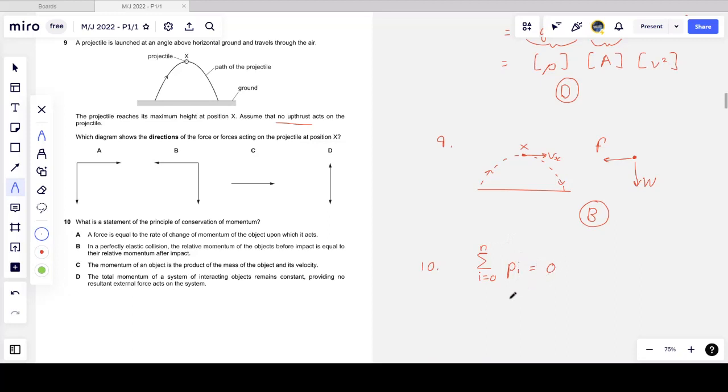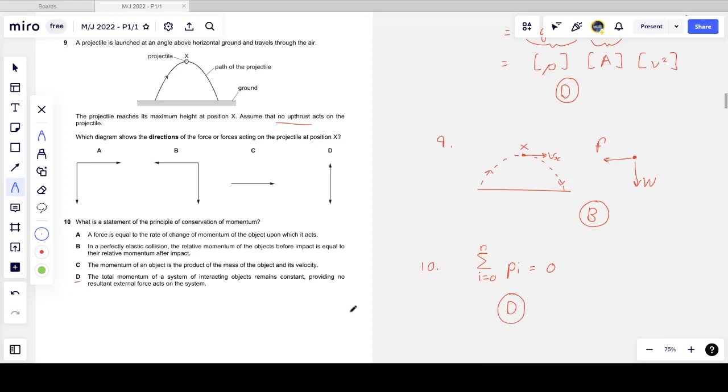So the momenta, we treat them as vectors. The total momentum of the system must always equal 0, provided there's no external force acting on the system. But all that I've said by writing this mathematical equation corresponds to option D. And so I don't even have to do any writing.